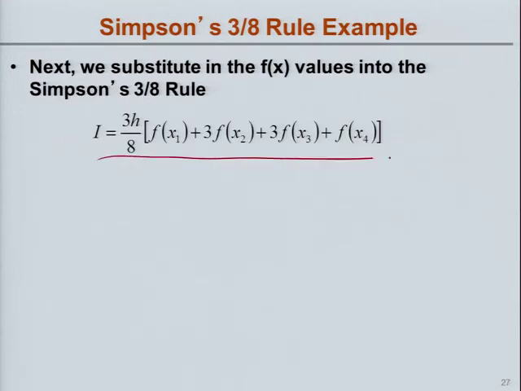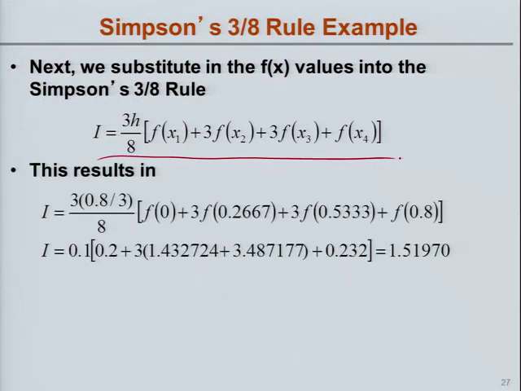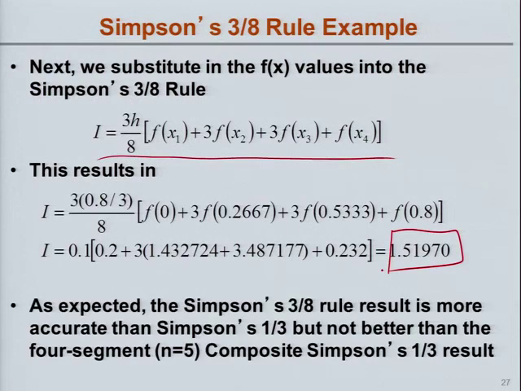We just substitute those function values into the formula. That's all you're doing. And again, if you calculate it, you get a value of 1.519. So that compares to about 1.60 something or other for 2 applications of Simpson's rule. So it's not as accurate. Okay, it's more accurate than one application of Simpson's 1/3, but it's not better than a composite Simpson's.